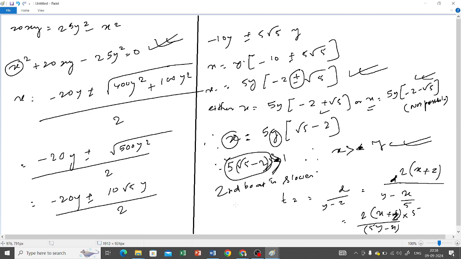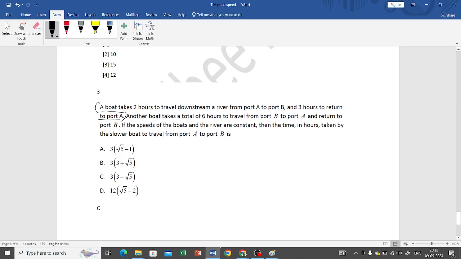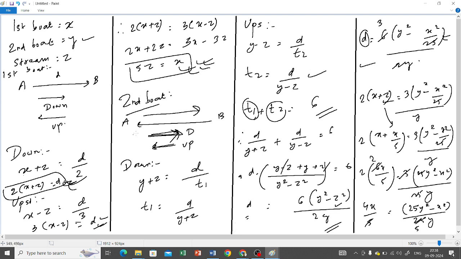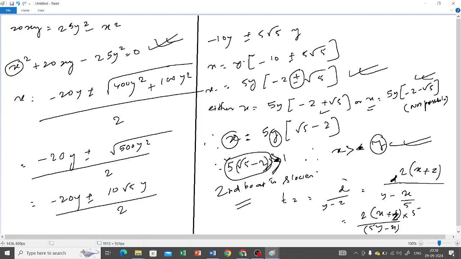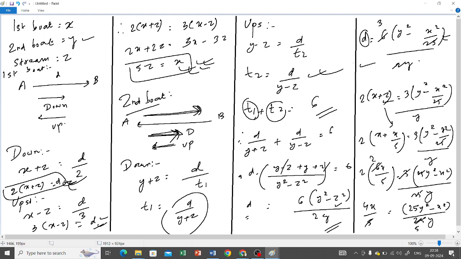So that means the second boat is slower. If x is greater than y, that means the second boat is slower. So what is T2? Now see, what is the question? The question is, find out the time taken by the second boat from traveling A to B. So if I come to the first page, from A to B, that is the downstream, and the downstream time is this, d divided by y plus z. But mistakenly, this is my mistake, I found d divided by y minus z. That is the upstream speed. Okay, that is why it took more time.